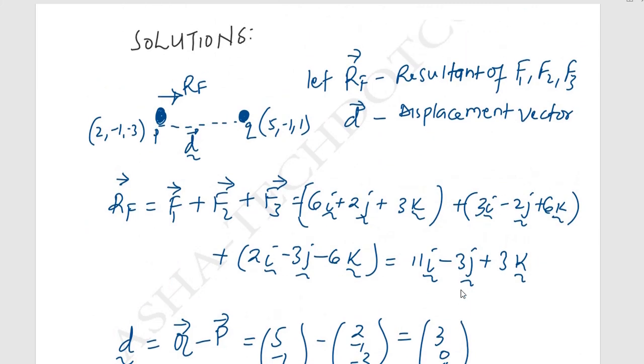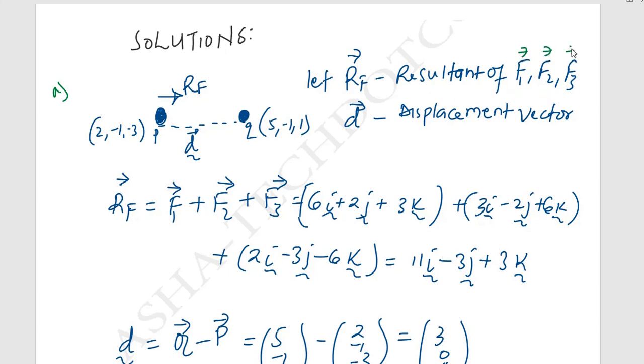So when we look at our problem, part A, we must know that these three forces, F1, F2, F3, will act on that particle to displace it from point P to Q. It means there is a resultant of F1, F2, F3 that is going to work on this particle to displace it through a displacement vector D. So vector D is the displacement vector, and RF is the resultant of F1, F2, and F3.